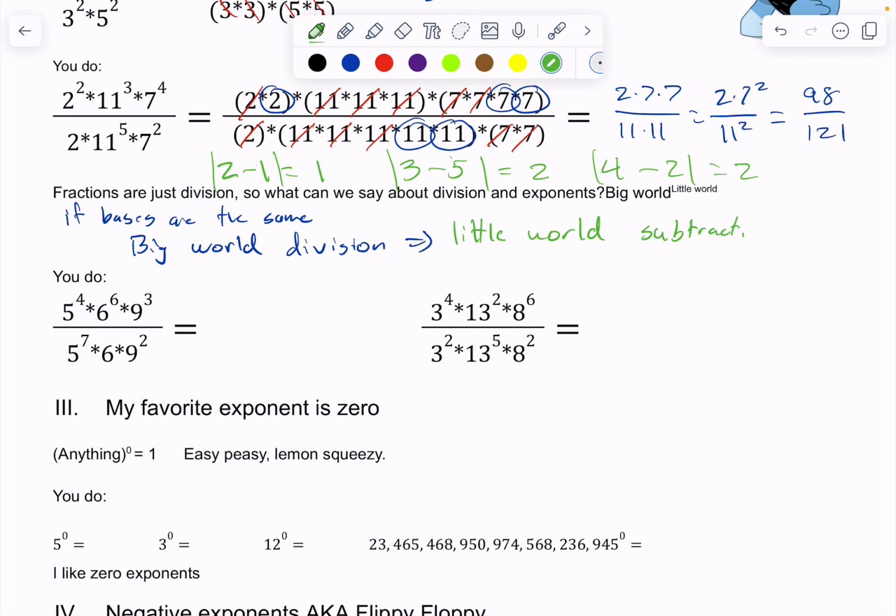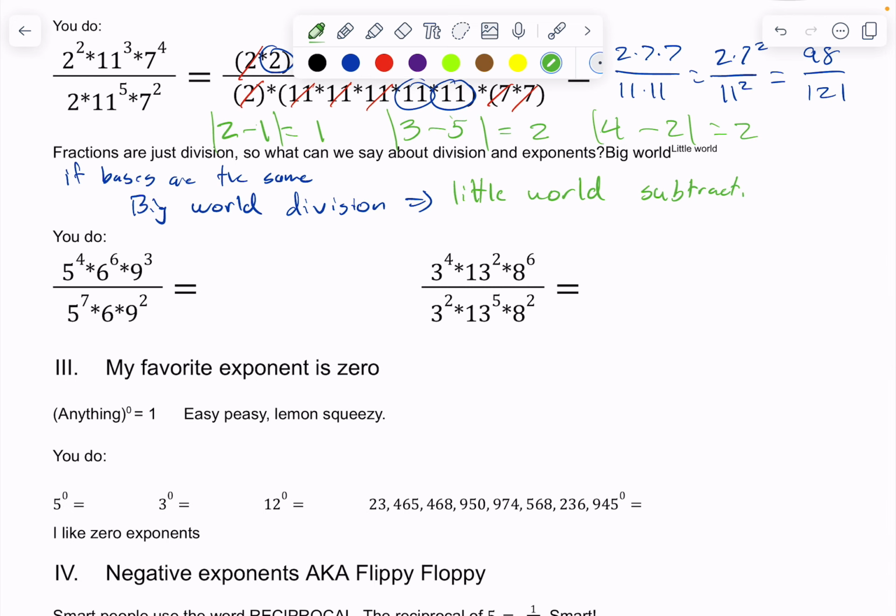Subtract. You do this next one. I'll leave it to you. Take your time. Cancel things out. Minus them out. Do one number at a time. I would recommend leaving the denominators. I like things positive, so if it's going to be positive on the denominator, keep it on the denominator.